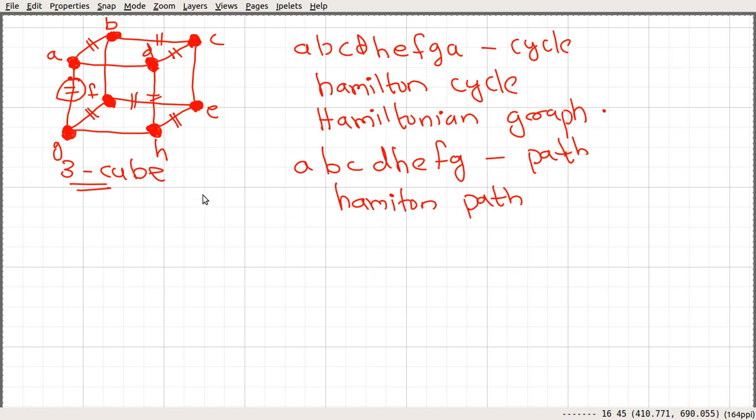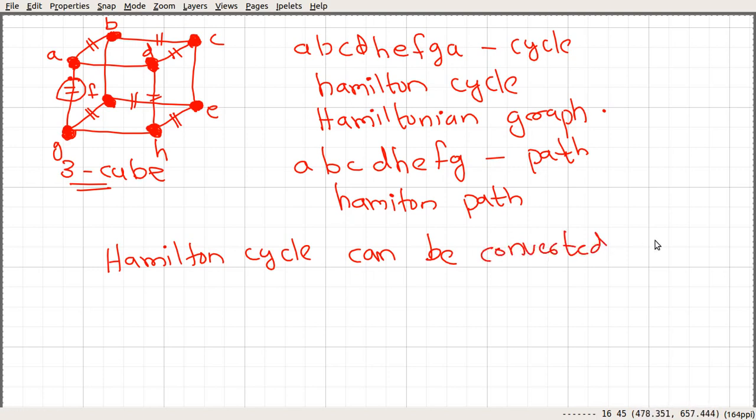And that says, if you have a Hamilton cycle, consider any Hamilton cycle, and if you delete any edge in that cycle, you get a Hamilton path. So we can very easily convert a Hamilton cycle to a Hamilton path by removing an edge.